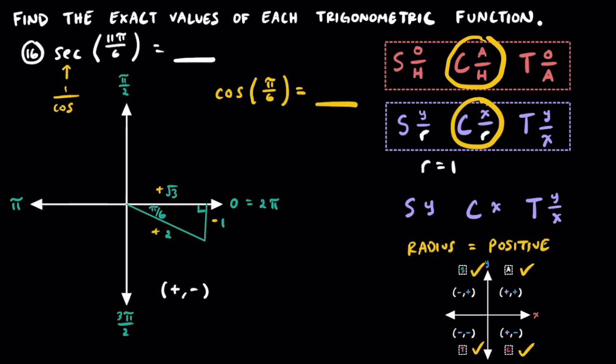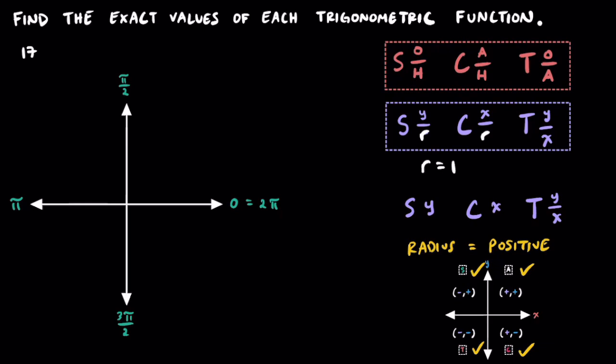Well, that's going to be the adjacent side, or the x value, over the r value. Right? So x value is positive, so positive root 3. The r value is also positive. That's going to be 2. So we know cosine is root 3 over 2. So secant is going to be the reciprocal, or 2 over root 3. Now to rationalize this, a little bit of extra work, but not too bad, getting used to it. This will be 2 root 3 over 2. And there you have it.